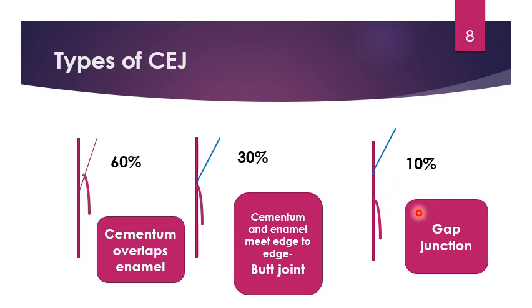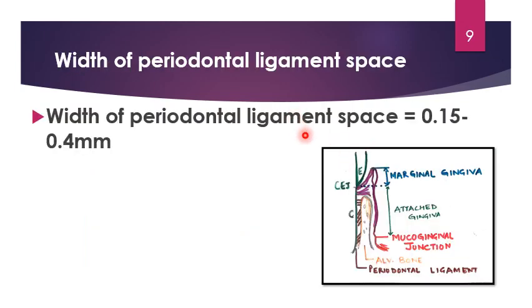Recently, in 1 or 2% of cases, they have reported a fourth type of CEJ, which is a very uncommon finding, where the enamel is overlapping the cementum, and that we call cervical enamel projections, which we will be discussing in later videos. Width of periodontal ligament space is 0.15 to 0.4 mm, and it's an hourglass shape, having the minimum width at the fulcrum.